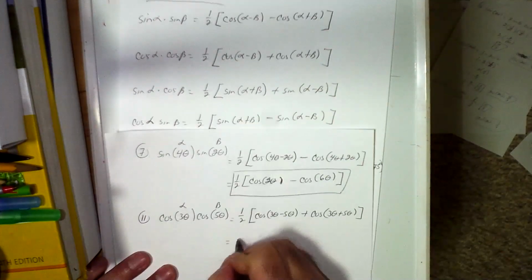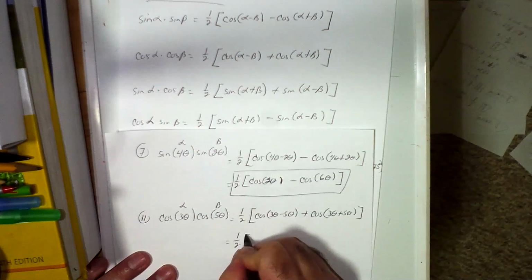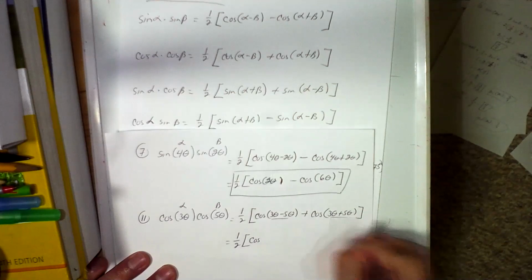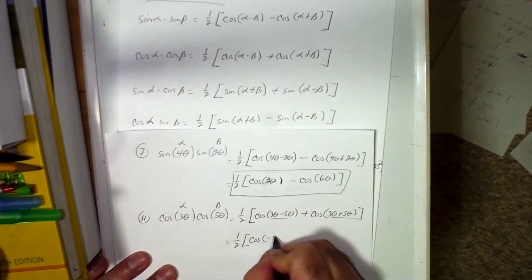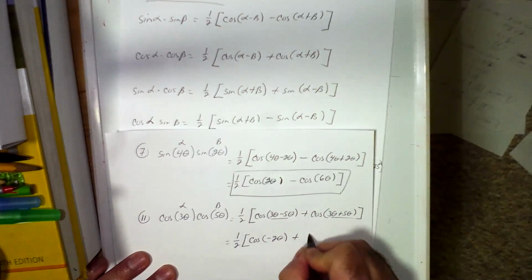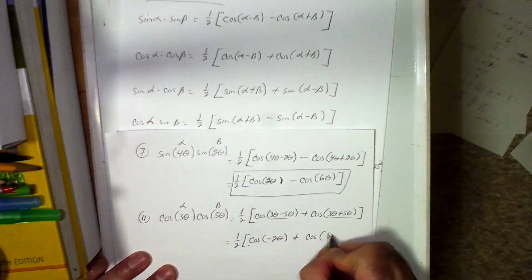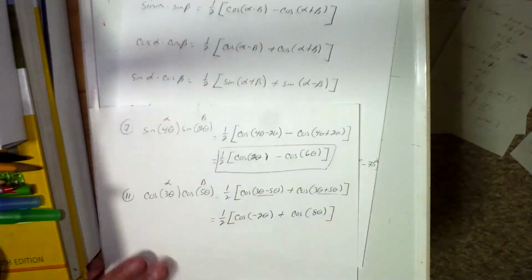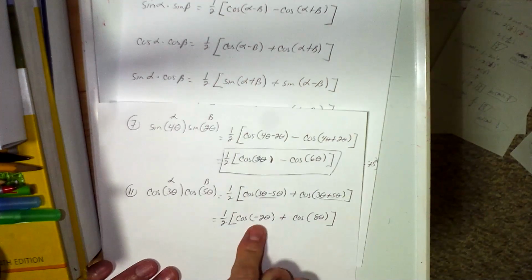Okay, now I want to simplify. So I'm going to get 1/2. I'm doing the insides, right? So this is going to be cosine of negative 2 theta plus cosine 8 theta. Right. So you think you're done? No, we can't have a negative angle inside a trig function.